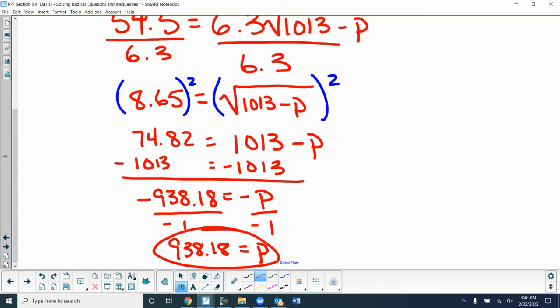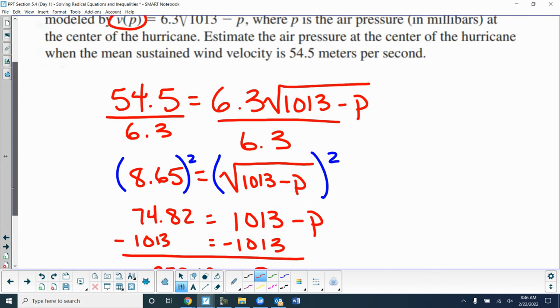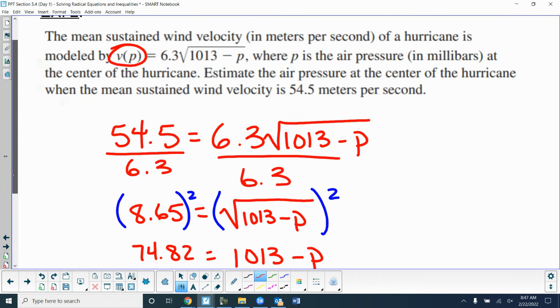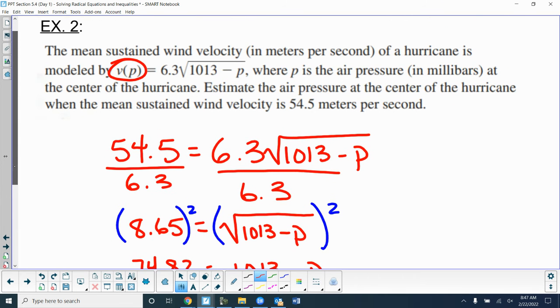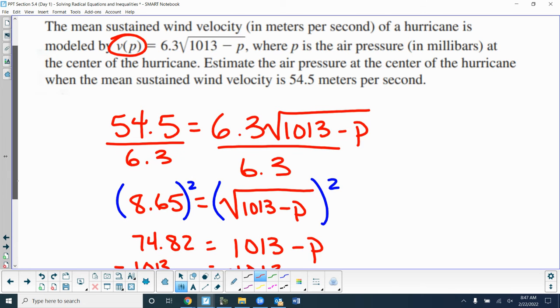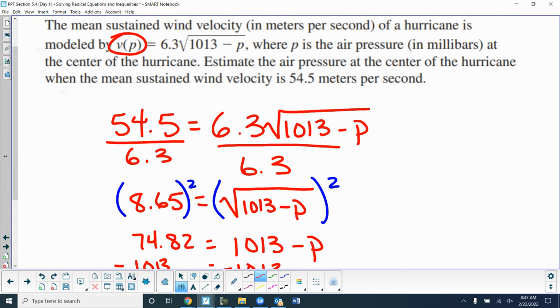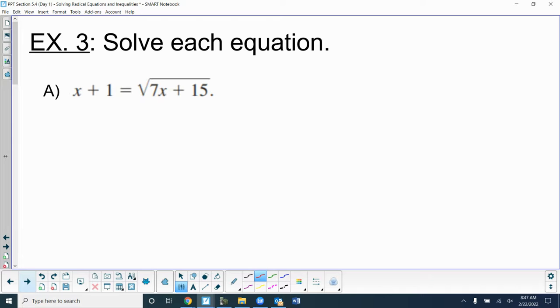Okay? So that's the air pressure inside at the center of the hurricane. Okay? So, they might give you a problem in word problem form. Just substitute where you need to and solve it like we just did. Okay? I think that's all the examples I got. Maybe I have one more. Oh, one more. I'm just kidding, guys, come on.